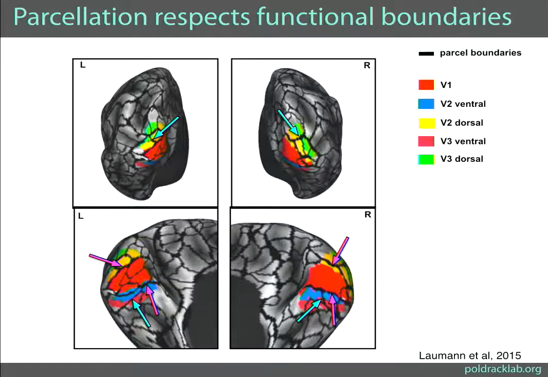The black lines here show the boundaries of resting state parcels that were identified just on the basis of resting state correlation. The colors are based on a separate set of scans that did retinotopic mapping. And what you can see is a really nice alignment of the boundaries of the retinotopic maps, not perfect, but pretty close, and those resting state connectivity-based functional parcellations suggest that it really is identifying functionally important distinctions in the cortex.